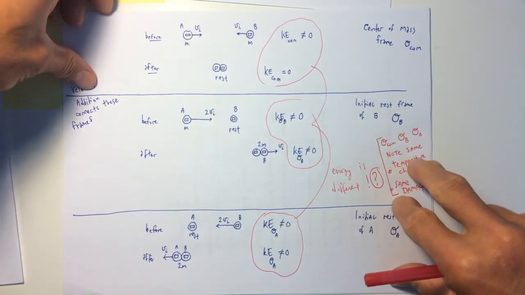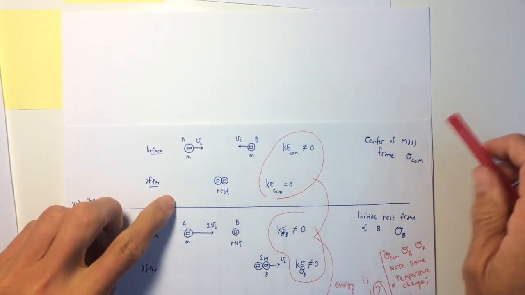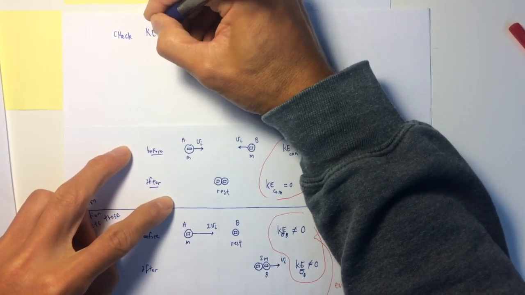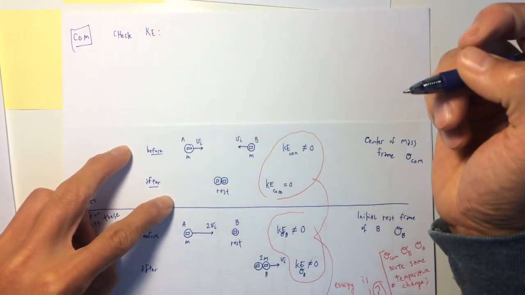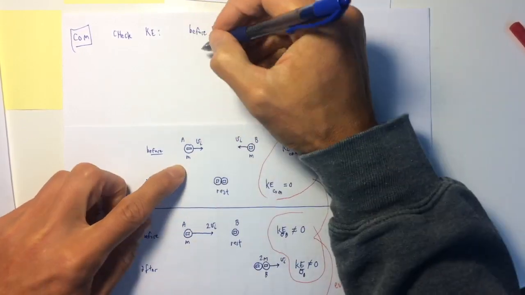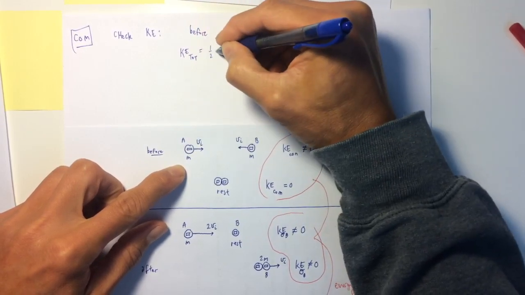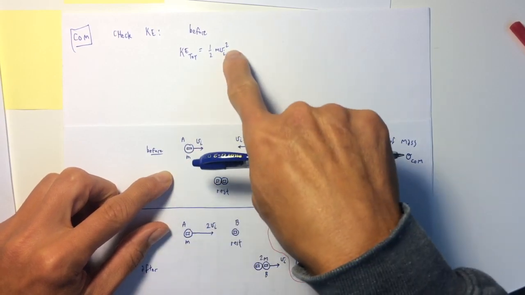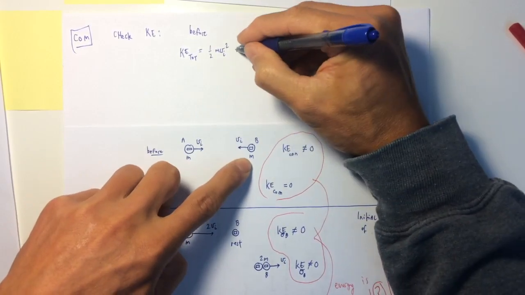Okay, so let's do that. In the center of mass frame, let's check kinetic energy. Before the collision, the total kinetic energy is equal to 1/2 m v_i squared, that's for A. B also has kinetic energy.